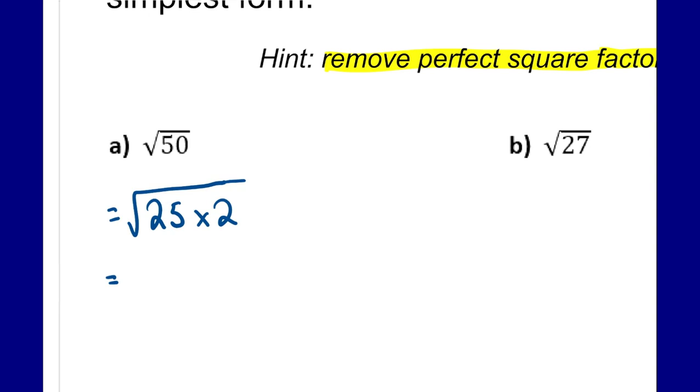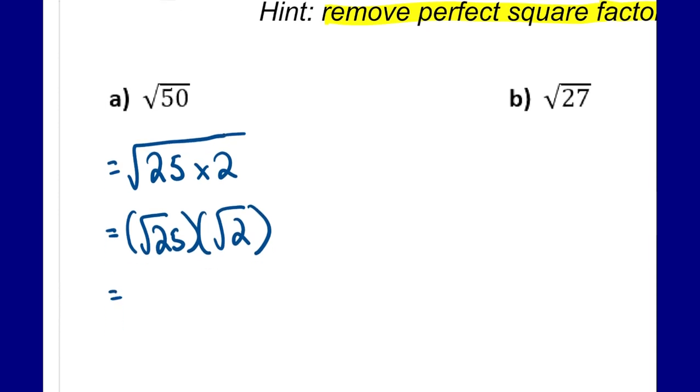Based on the property that we talked about at the very beginning, I can break this up into the square root of 25 times the square root of 2. It's the same thing. This, though, allows me to simplify the square root of 25, which is a perfect square, to 5. And I'm going to leave the other radical, root 2. I can't simplify that any further. So root 50 simplified is 5 root 2.